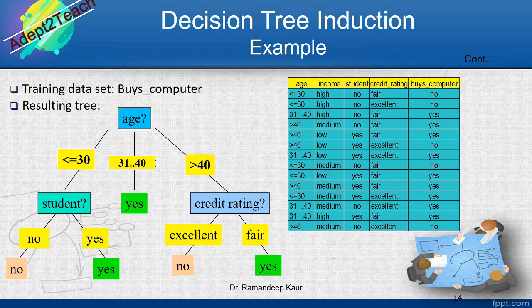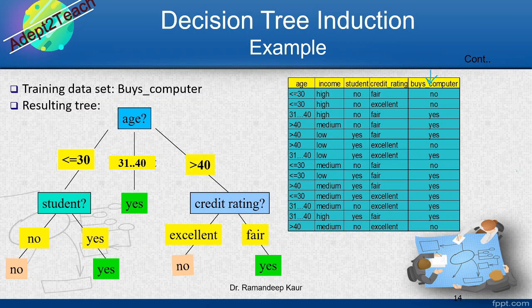So these are the different partitioning scenarios of your decision tree induction. Now here is an example of decision tree induction. Let's first look at the table towards the right hand side. Here we have age, income, student, credit rating and buys computer. Now we are putting the condition on buys computer. This is the main output that we are looking for, the actual outcome.